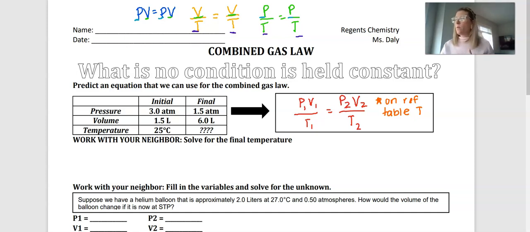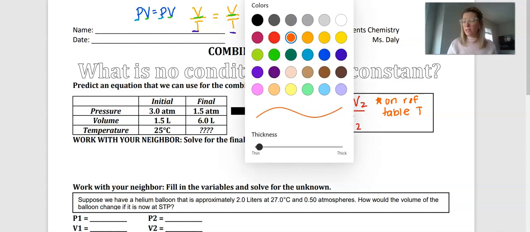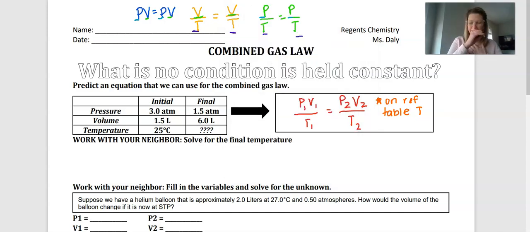Now, again, like Gay-Lussac's law and like Charles's law, we want to make sure that anytime we see temperature, we automatically put into our minds that we need to use Kelvin as our temperature. So we are going to have to convert this by adding 273 in order to solve for Kelvin, giving us 298 K as our initial temperature.